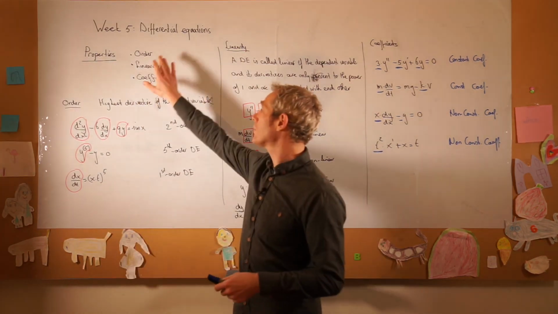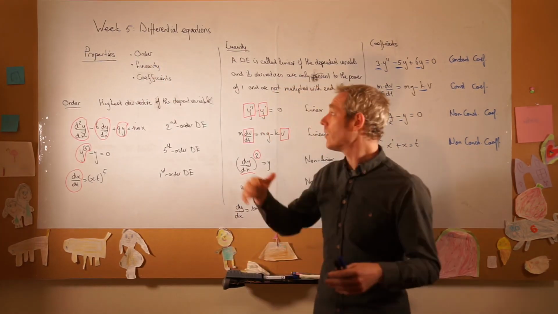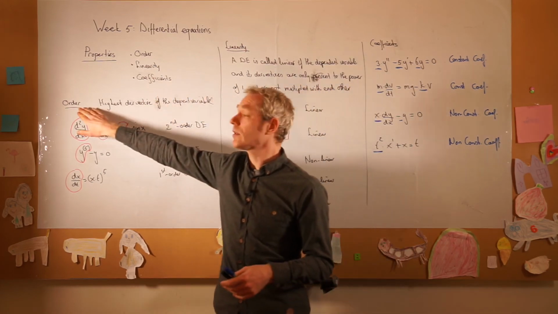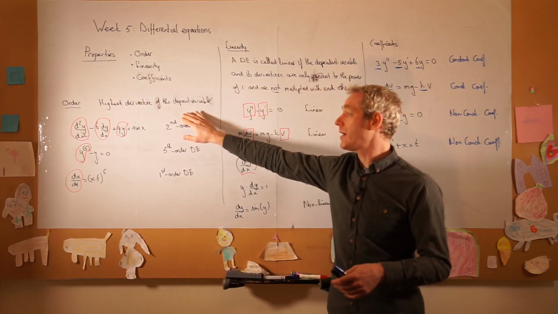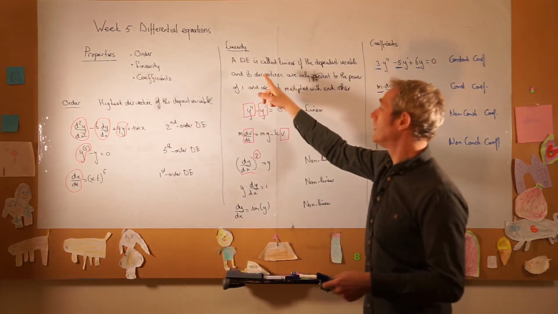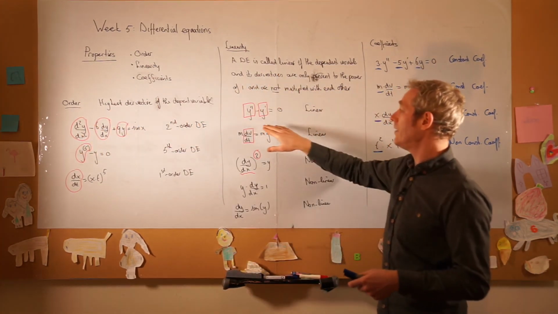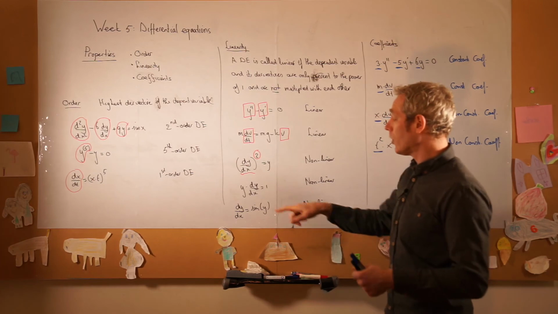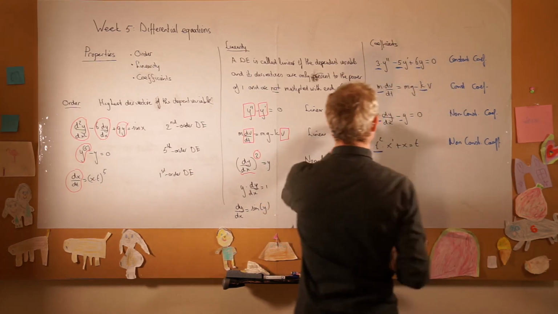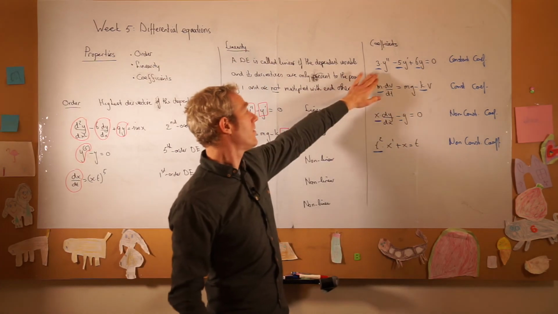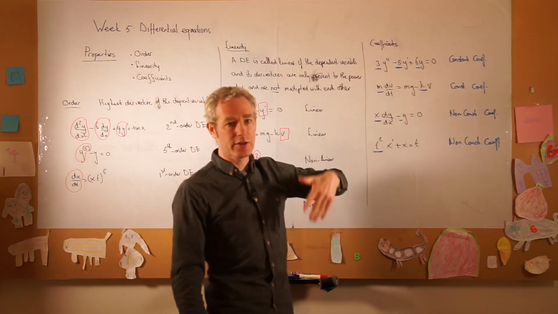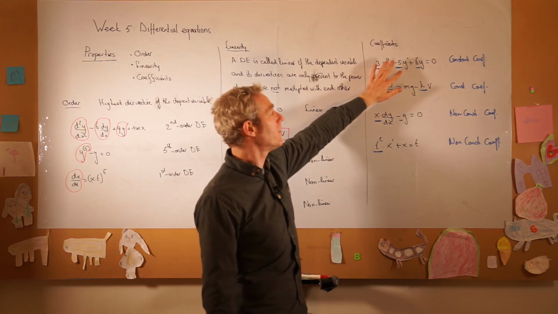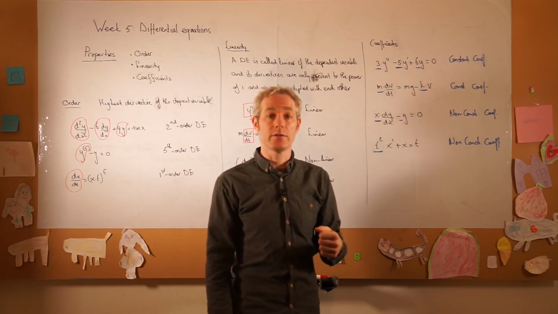So to recap, we have three properties that we look at. There are more, but these are the main ones for this course: the order, the linearity, and the type of coefficients. The order is the highest derivative of the dependent variable in the equation. A differential equation is linear if the dependent variable and its derivatives are only present to the power of 1 and are not multiplied by each other. And a differential equation has constant coefficients if the coefficients for the dependent variable and its derivatives are constant values.